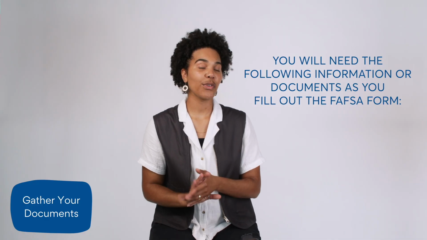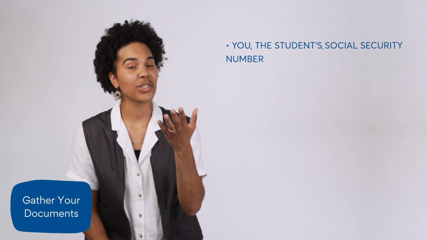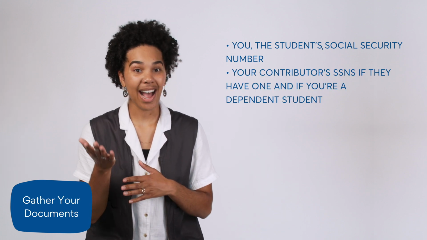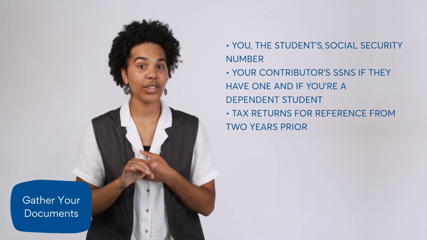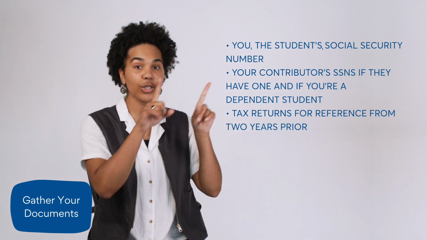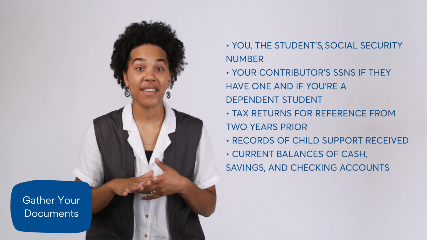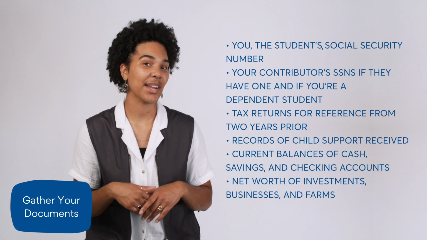You'll need the following information or documents as you fill out the FAFSA form. You'll need the student's social security number. You'll need your contributor's social security numbers if they have one. And if you're a dependent student, you'll need tax returns for reference from 2 years prior, records of child support received, current balances of cash, savings, and checking accounts, and net worth of investments, businesses, and farms.